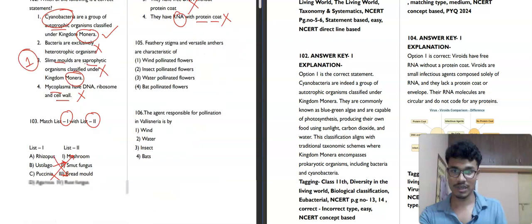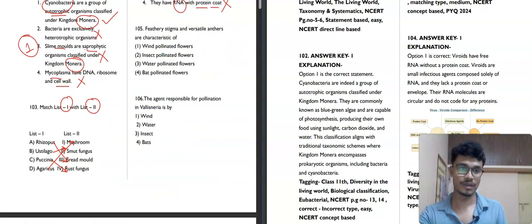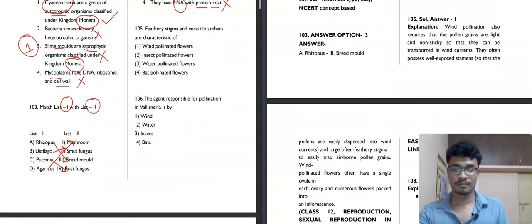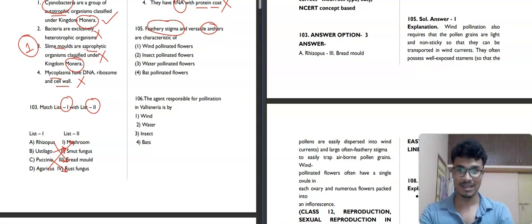Now we'll move towards the next question, that is 105. What is it saying? Feathery stigma and versatile anthers are characteristic of wind-pollinated flowers, insect-pollinated flowers, water-pollinated flowers, and bat-pollinated flowers. So if a stigma is feathery, or has versatile anthers, which kind of pollination do you think of? Can you think, if you apply logic?